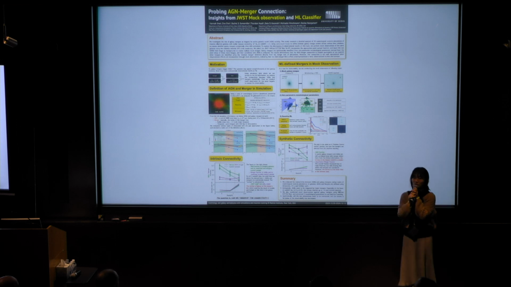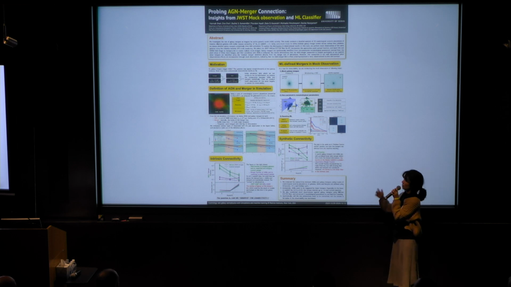My poster is about the connectivity between galaxy mergers and AGN. I first thought that it is quite natural that galaxy mergers trigger AGN, but there are lots of observations that reported there is no connectivity between the two. So we analyzed the simulation data, where we can access the full 3D information.